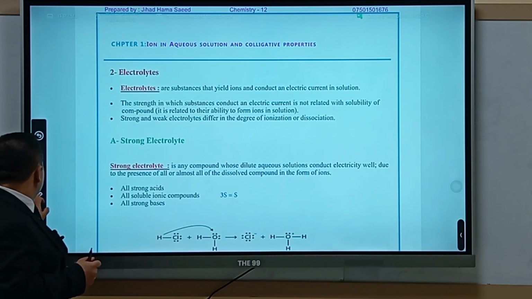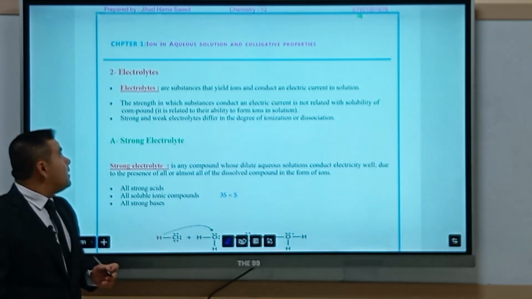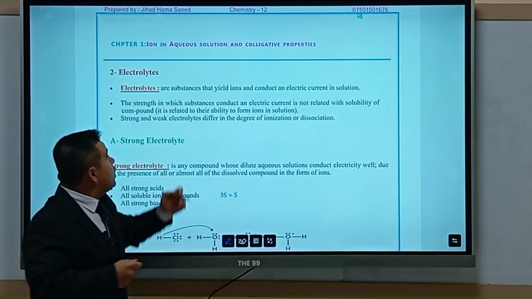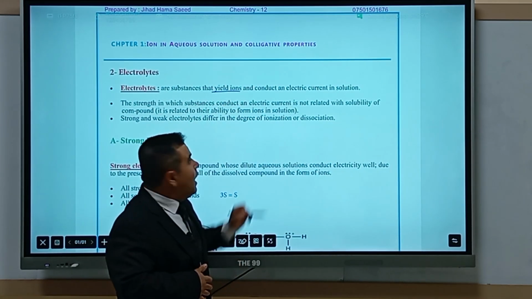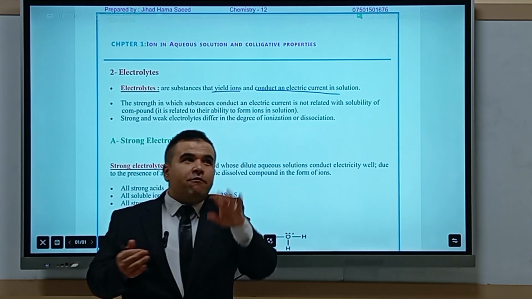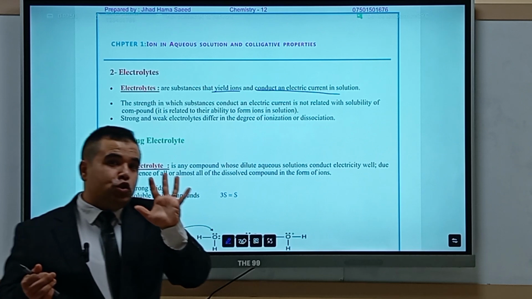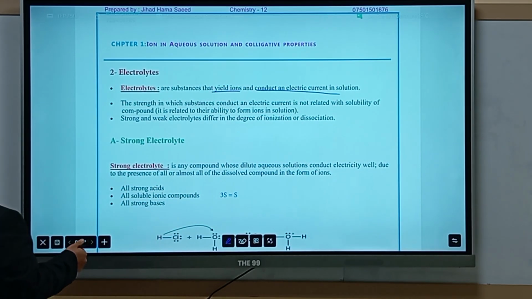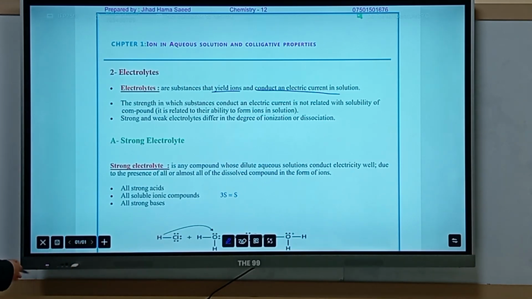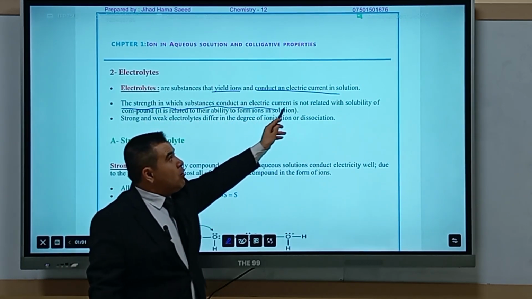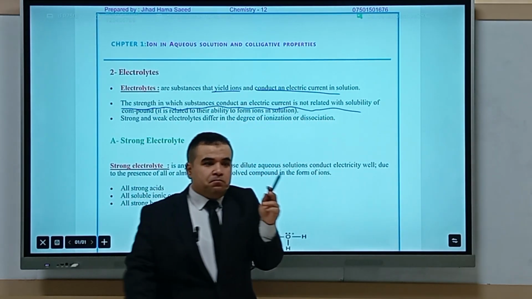The second is electrolytes. And what are the electrolytes? Those are solutes which yield ions and conduct electric current in the solution. We have 5 groups of compounds which dissolve and yield ions in aqueous solution to form a solution which conducts electric current. The strength with which substances conduct an electric current is not related to solubility.